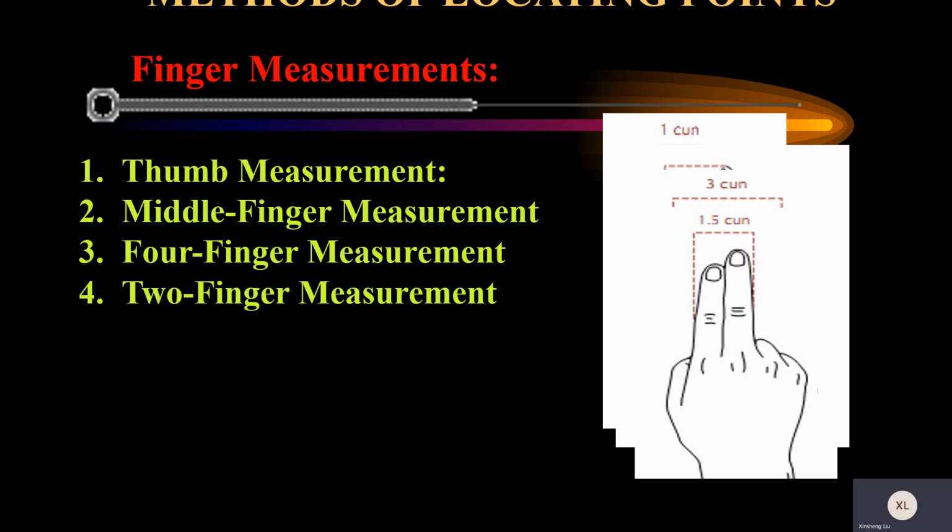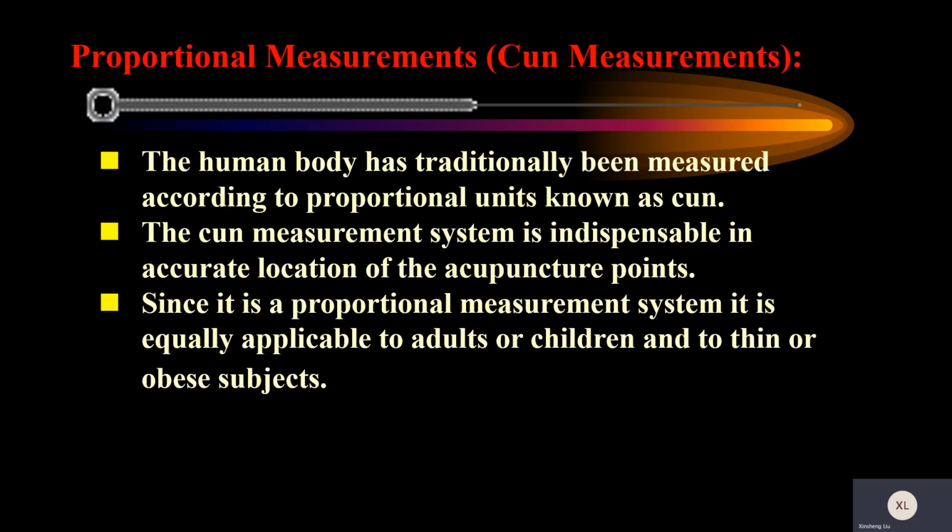But for the four fingers, you have to close them tightly. Don't just spread them. The third finger is not so accurate, right? You close them tightly: four fingers, 3 cun. And two fingers, easily 1.5 cun, right? Half of the 3 cun. So 3 cun, the 1.5 cun. Yeah, two fingers.